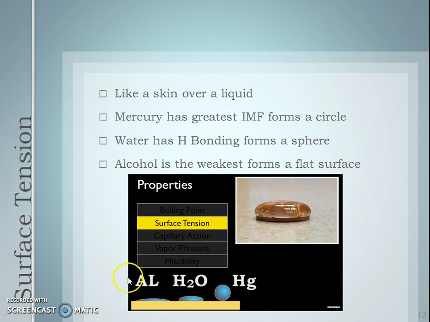So if we look down here, he was mentioning how you have three, let's say, little beads or little liquids. And he said how mercury, because it has the greatest IMF, is going to form that circle. Water, on the other hand, is going to form like a bubble like it did on the penny. But if we took alcohol and we put it on, let's say, a piece of wood or on your countertop, it would just kind of slide all over the place because it's the weakest of all of these three IMFs. So again, as you get stronger, surface tension would be greater.